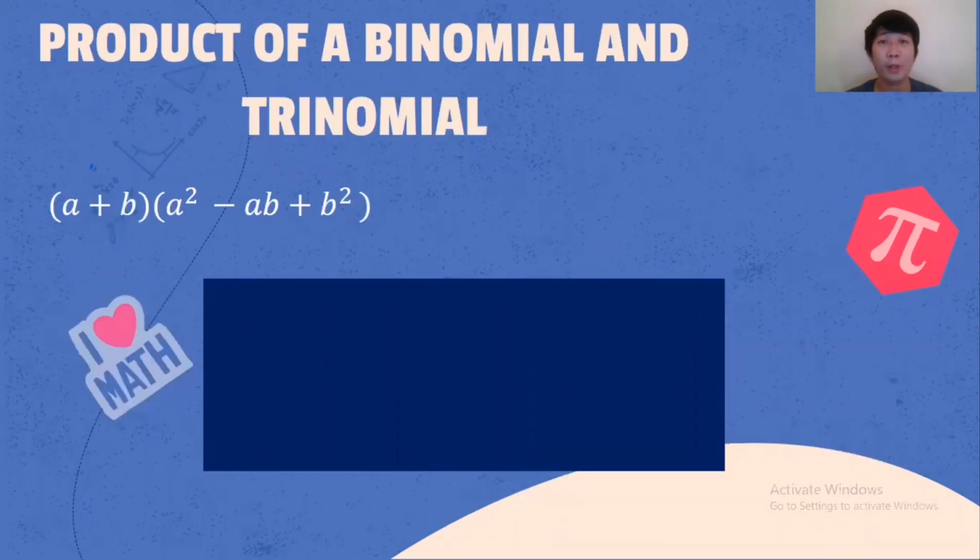The last one, the product of a binomial and trinomial. We have binomial and trinomial. This special product is applicable if the first term of the trinomial is the square of the first term of the binomial. Next, the last term of the trinomial is the square of the last term of the binomial. And the second term of the trinomial is the product of the first and the last term of the binomial.